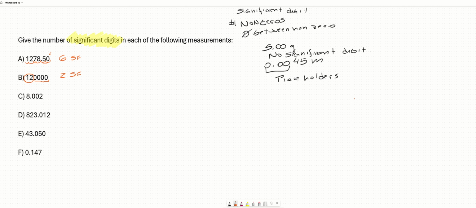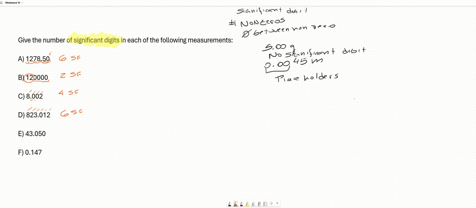What about this one? We have a decimal and zeros after the decimal between non-zeros, so it's easy. I have 1, 2, 3, 4 significant figures. Let's go to the next one. How many significant figures do I have here? So I have 1, 2, 3, 4, 5, 6. 6 significant figures.